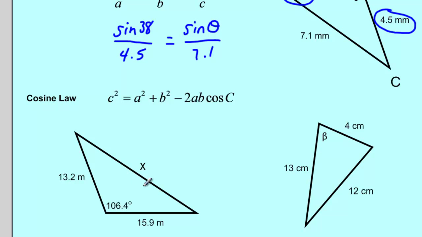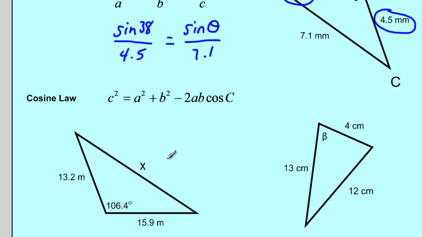So 13.2, I don't have an angle down in this bottom corner. 15.9, I don't have an angle in this corner. And 106.4 is an angle, but I don't have its corresponding side. So even though I'm given three different things, I don't have an angle-side corresponding pair.